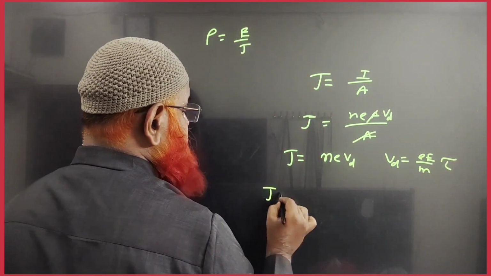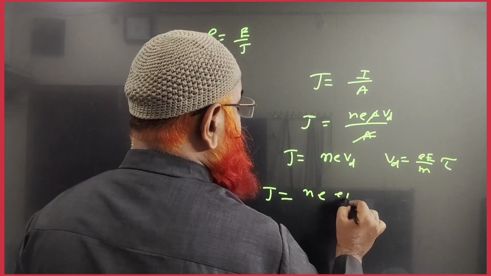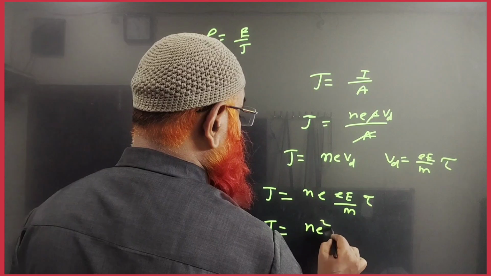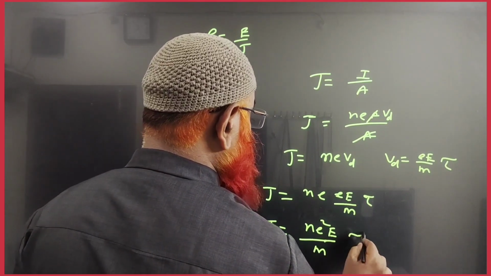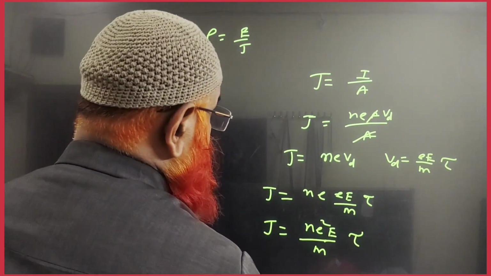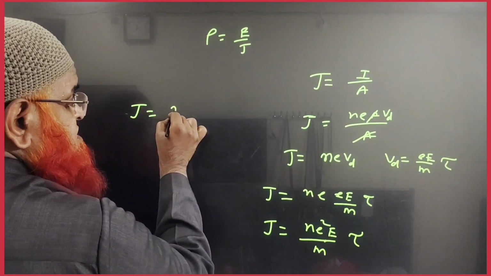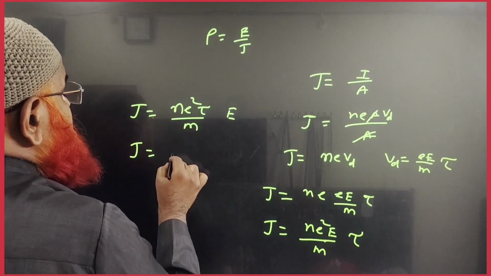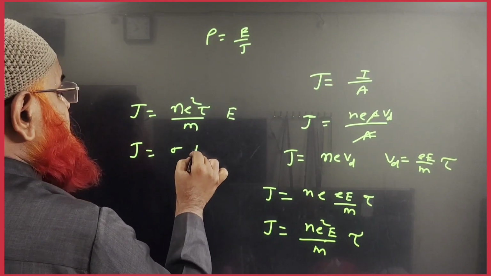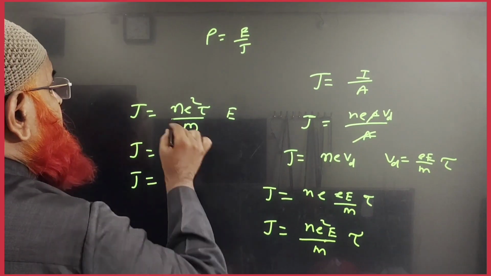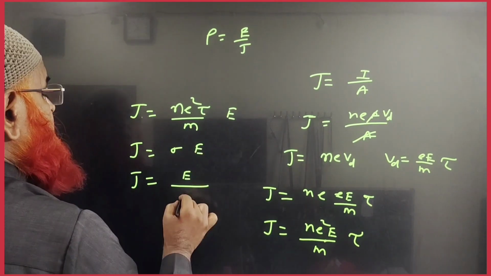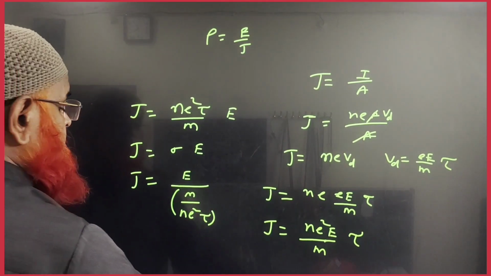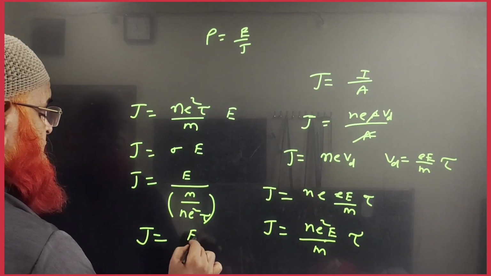So if you substitute here, current density is nothing but NEVD, which is E into E by M into tau here. So this can be taken as NE square E by M into tau. So from this it is understood that J is nothing but NE square tau by M into E. This is said to be sigma, which is called conductivity. This completely we can write as E by M divided by NE square and tau.